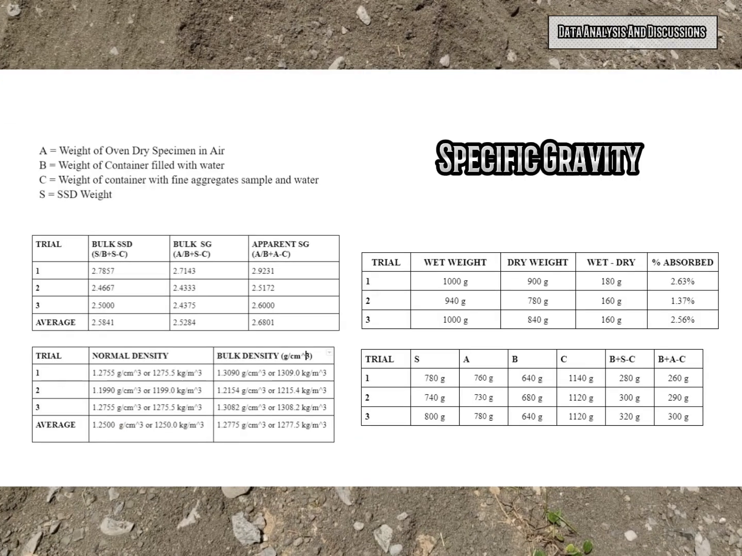Regarding the specific gravity, the average of the bulk specific gravity SSD of the 3 samples is 2.5841. The average bulk SSD specific gravity indicates the weight of a unit volume of aggregate in air, taking into account the weight of water in the voids that has been filled after being submerged in water for about 15 hours. Also, the average bulk specific gravity of the sample is 2.5284. Based on our research, the specific gravity of fine aggregates is considered to be around 2.6 to 2.9. Knowing the specific gravity is necessary for us to determine the volume of solid aggregates and the percentage of voids.